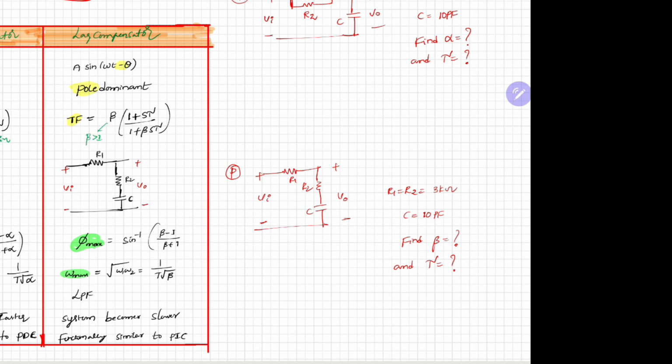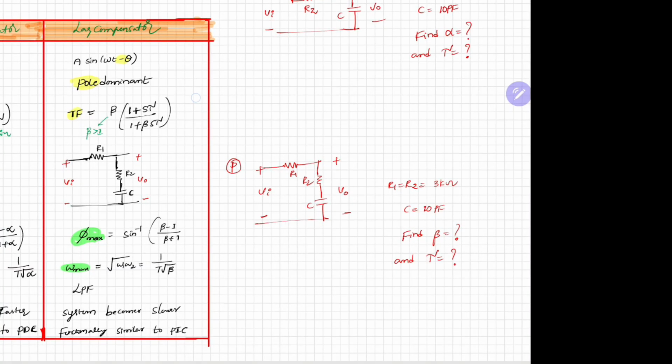Lead compensator is A sin(omega t plus theta), a leading phase, and lag compensator is A sin(omega t minus theta). Here it is zero dominant. Zero dominant means you have a zero near to the origin, but the pole is away from the origin. Here it is pole dominant: the pole is near to the origin and the zero is away from the origin.